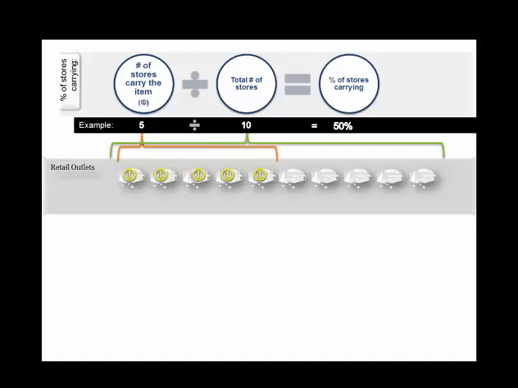So as we're looking at percentage of stores carrying, here's the universe. I just shrunk it by a tenfold. So we're looking at 10 stores now. And if we've got 5 carrying it, we have 50% distribution.